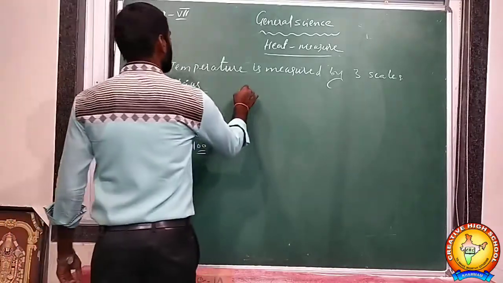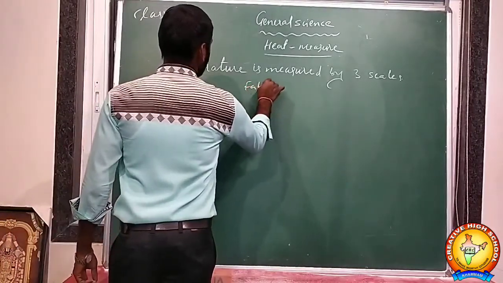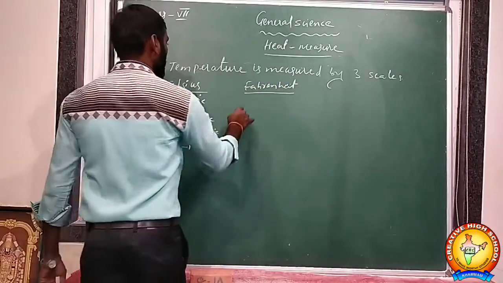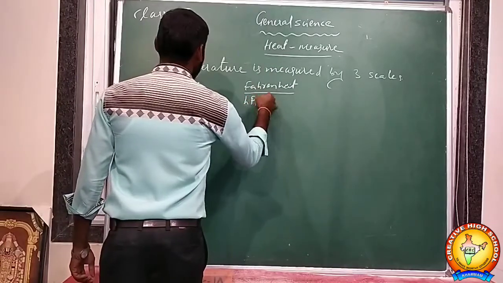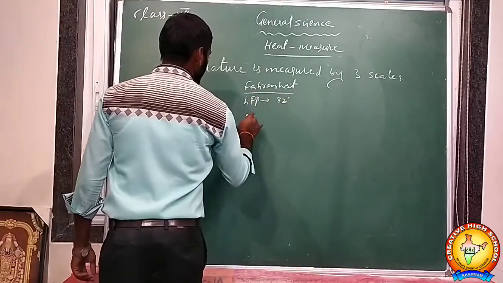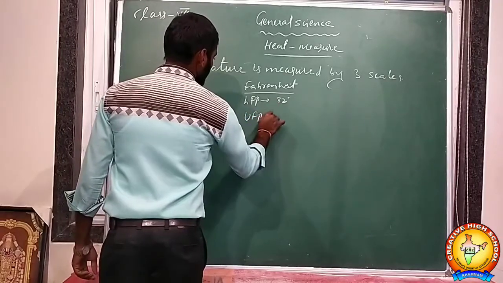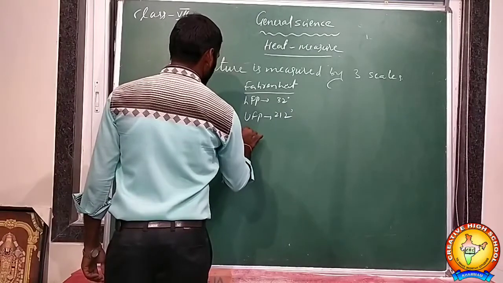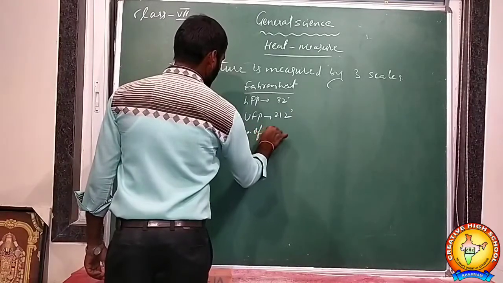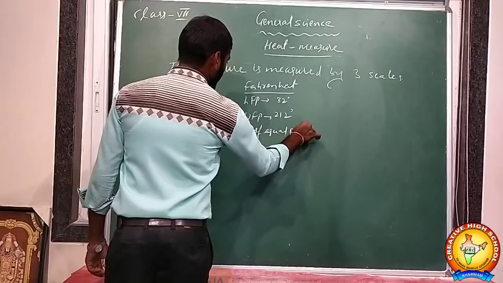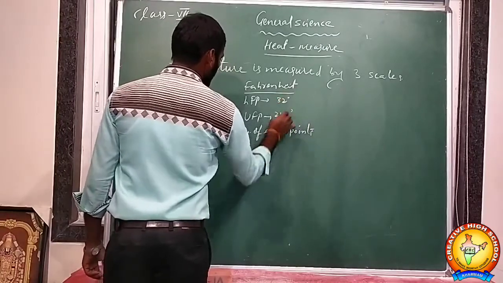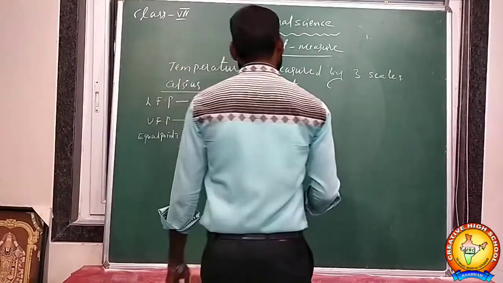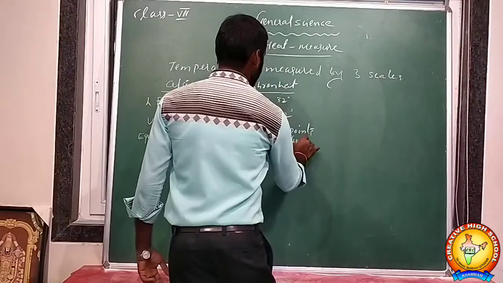Next, the Fahrenheit scale. The lower fixed point is 32 degrees and the upper fixed point is 212 degrees. The number of equal divisions between 32 and 212 is 180, that is 212 minus 32.